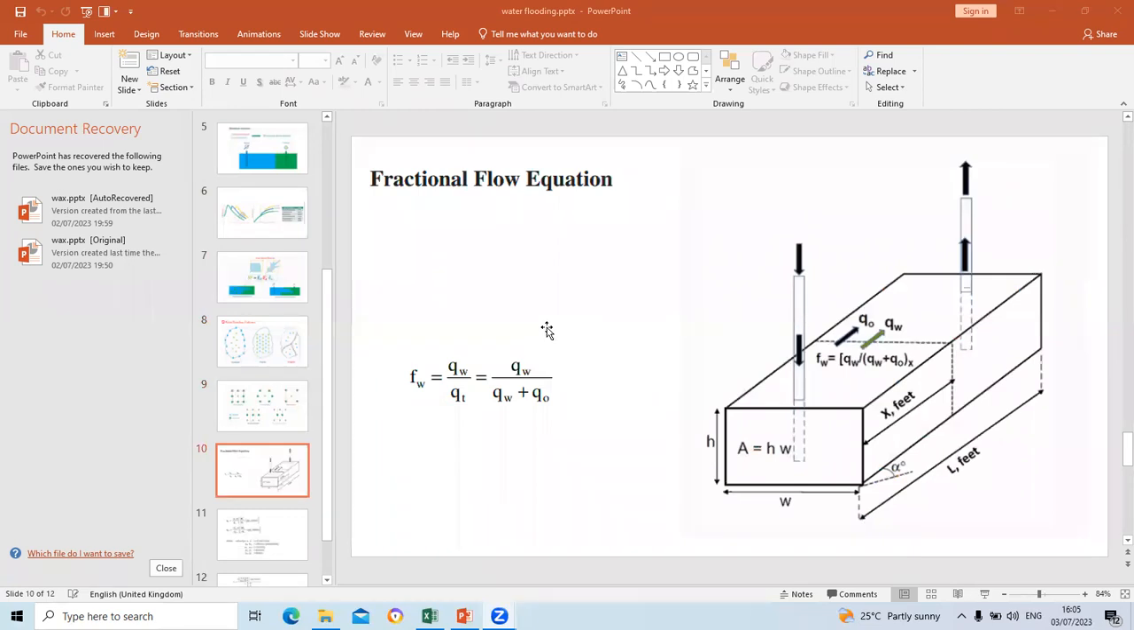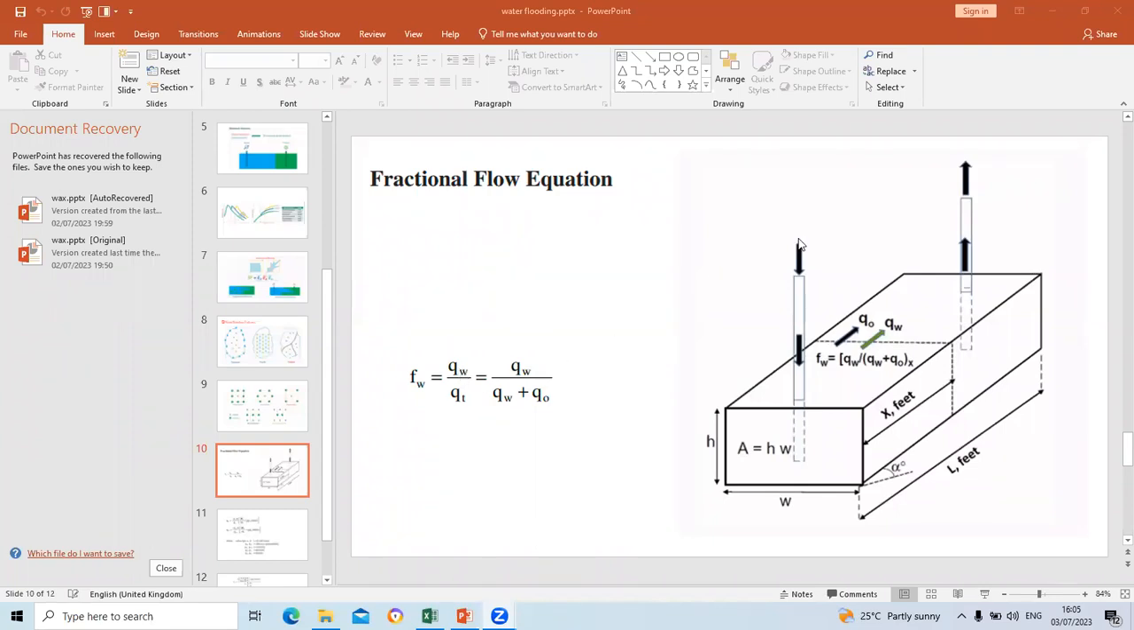Our main interest here now is what we call fractional flow analysis. That's our main interest of today. What is fractional flow during water flooding? Fractional flow is the flow rate of water compared to the entire flow rate.